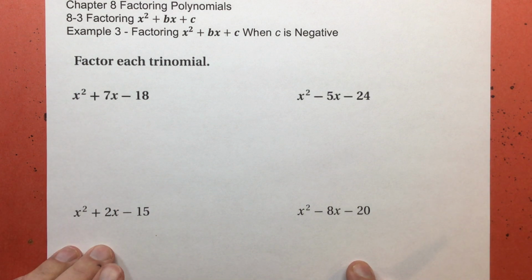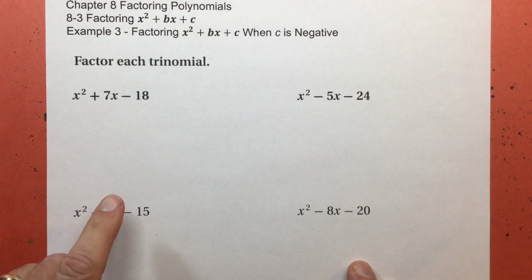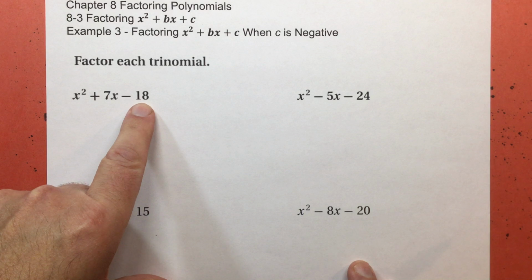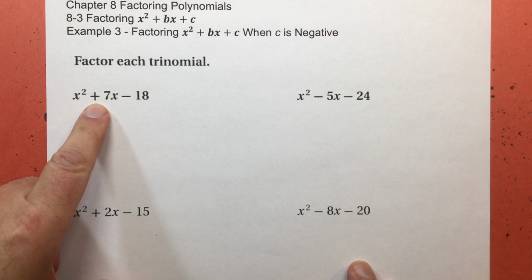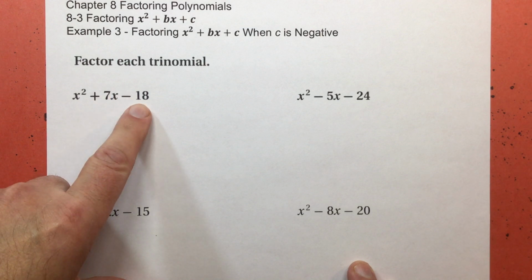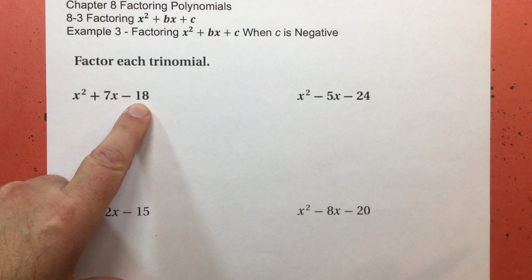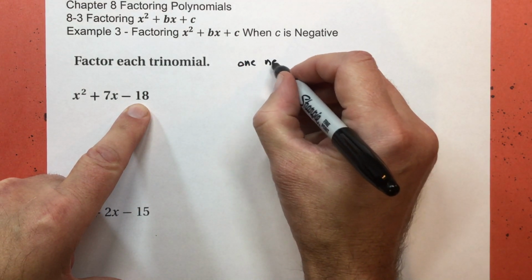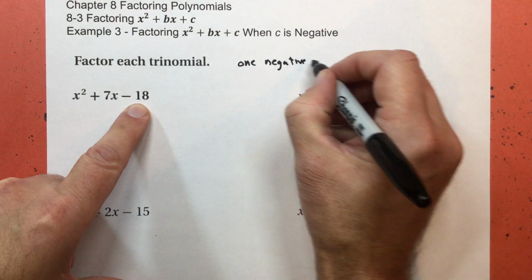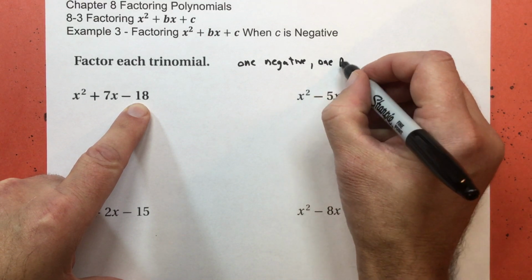Same process. I'm looking for two numbers. They multiply to give negative 18, but they add to give positive 7. The only way I can multiply and get a negative number is if one's negative and one's positive. So one will be negative and the other will be positive.